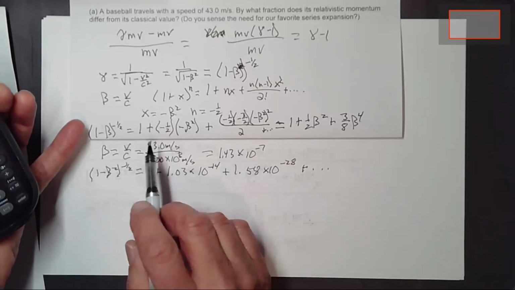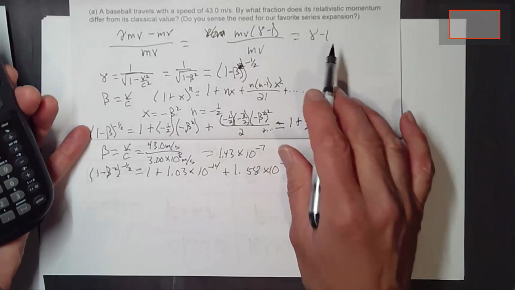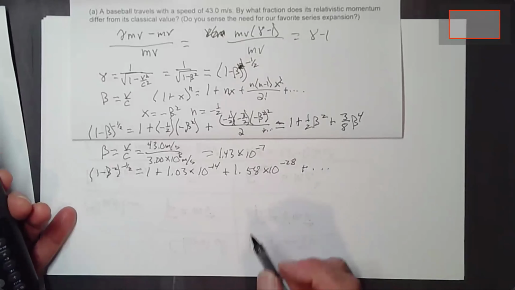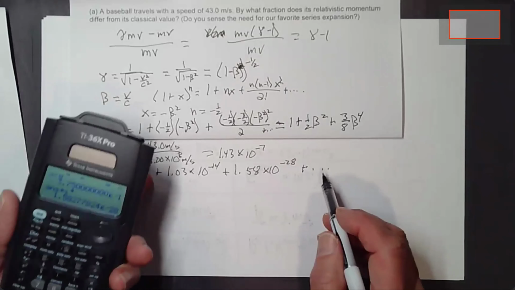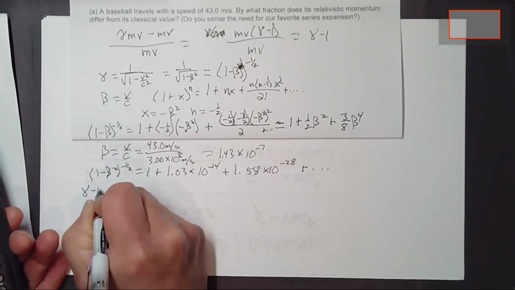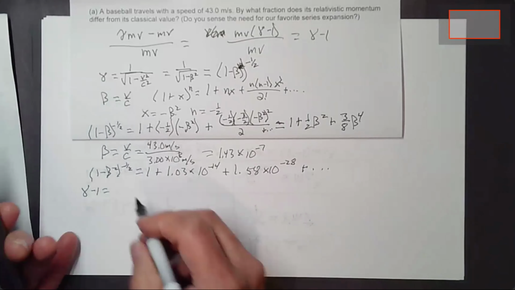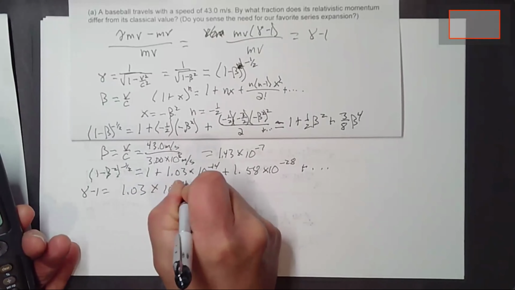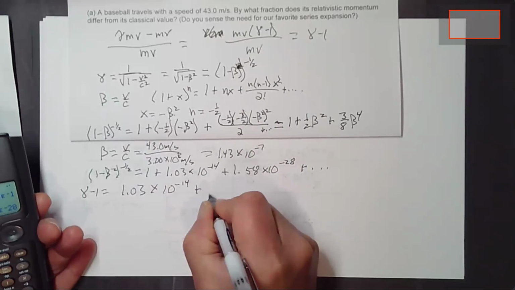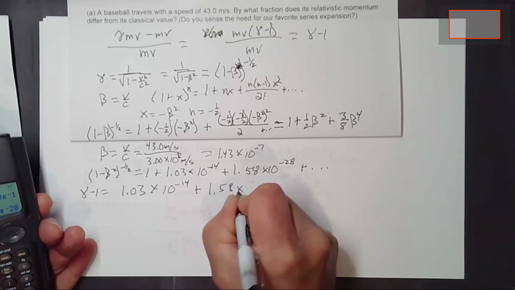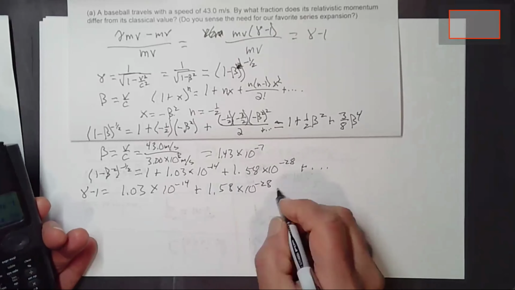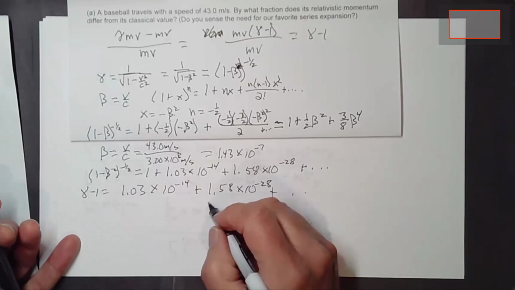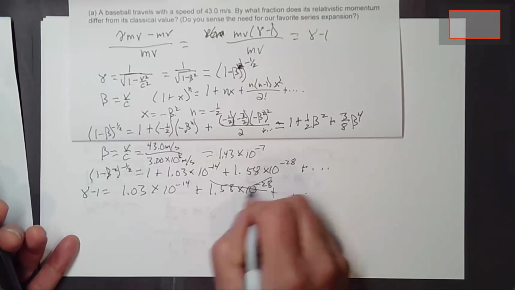And what we want is gamma minus 1. And so what we've calculated here is gamma. Gamma minus 1 is going to be this thing minus 1. Well, if we subtract 1 off this series, what we're going to get is 1.03 times 10 to the minus 14th plus 1.58 times 10 to the minus 28th and plus a bunch of other things that are even smaller. This is so small compared to that that we're just going to ignore it and just drop it.